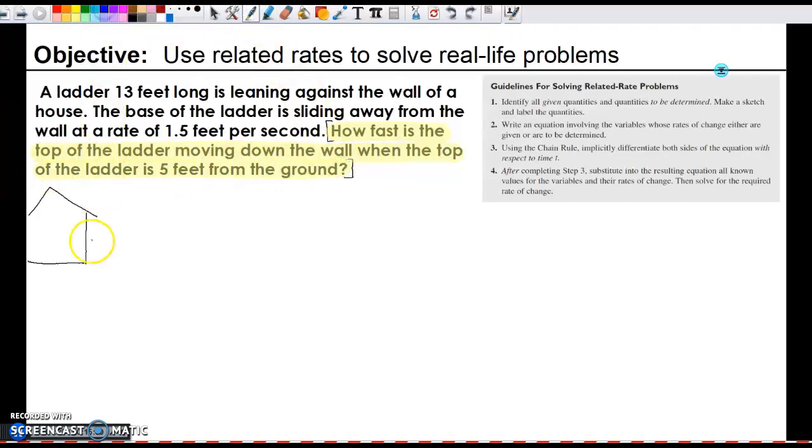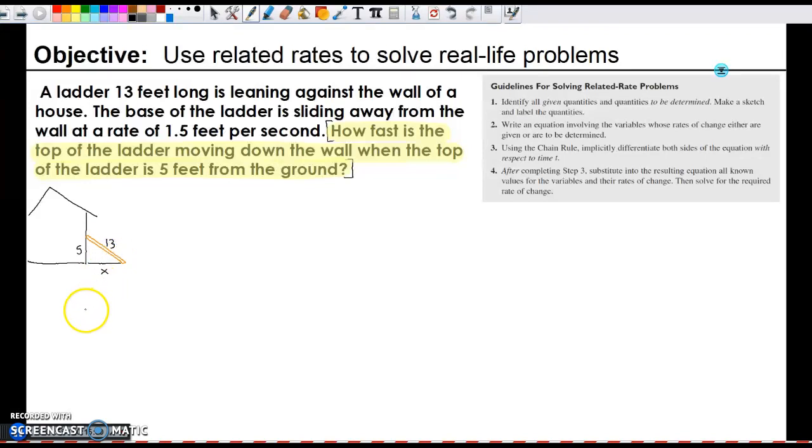So what's going to happen here is you have this ladder, right? And so I'll sketch a ladder here, looking at the side of the ladder. So it's just going to look like a line here, but you imagine there's a ladder, right? And you know that the top of the ladder is 5 feet from the ground, so I'm going to label that as 5 feet right there. And then the base of the ladder is going to be some unknown distance x. We know that the ladder itself is always 13 feet.